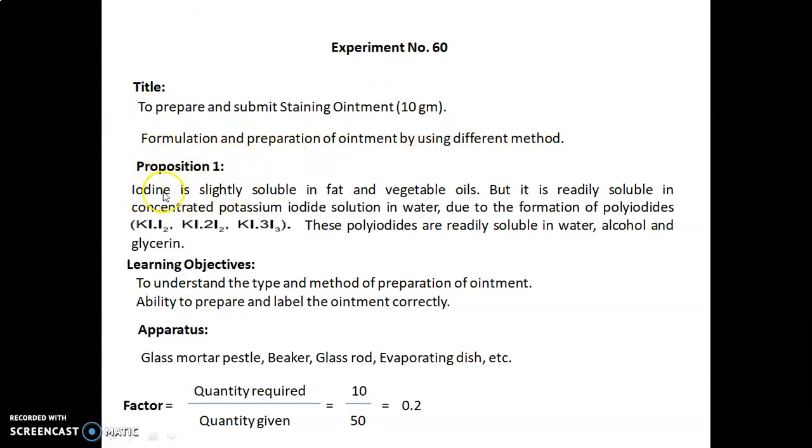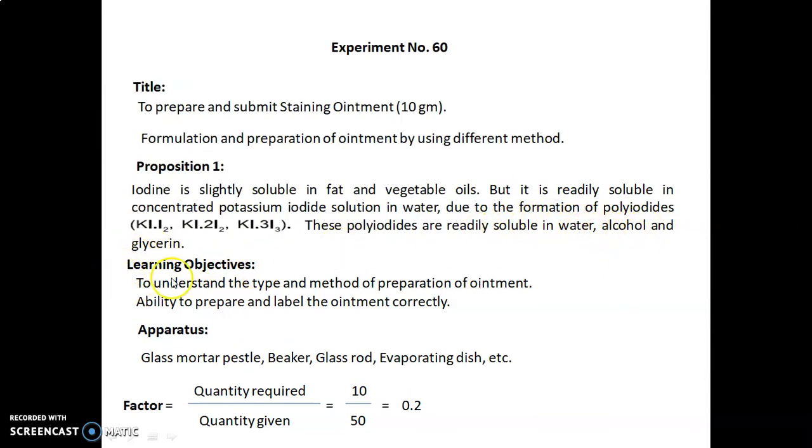Preposition 1. Iodine is slightly soluble in fat and vegetable oils, but it is readily soluble in concentrated potassium iodide solution in water. Due to the formation of polyiodides, that is KI2, KI2I2, KI3I2, these polyiodides are readily soluble in water, alcohol and glycerin.